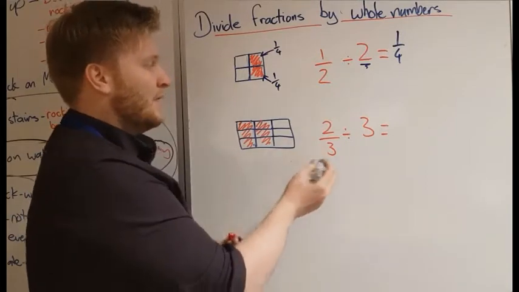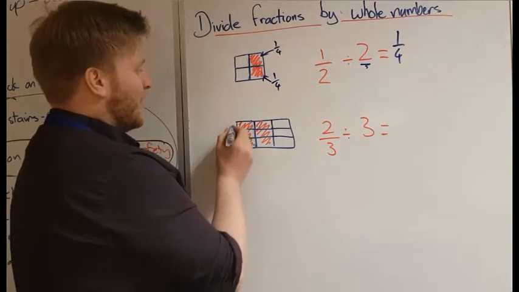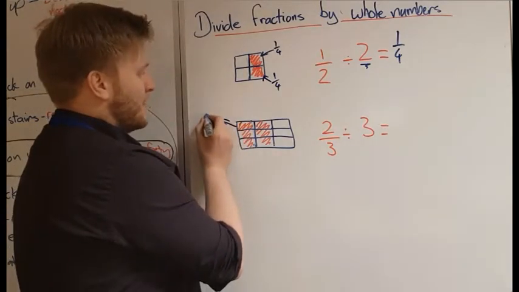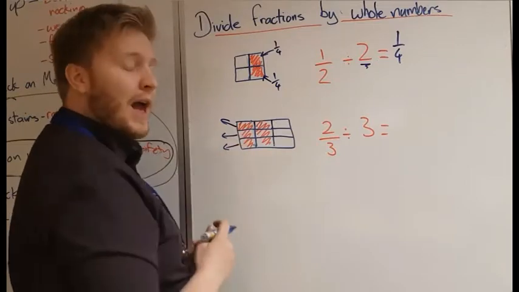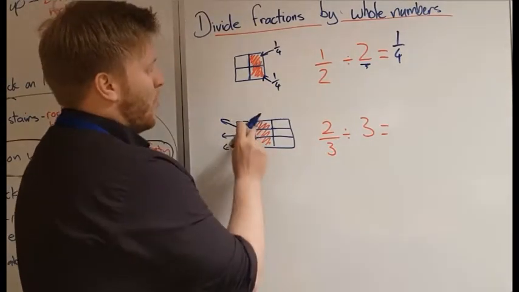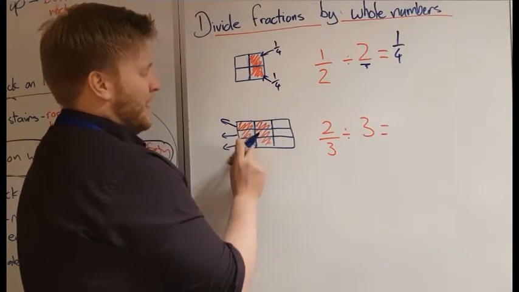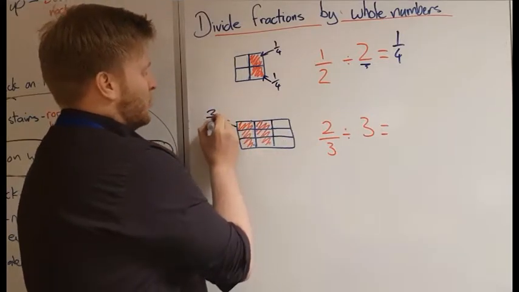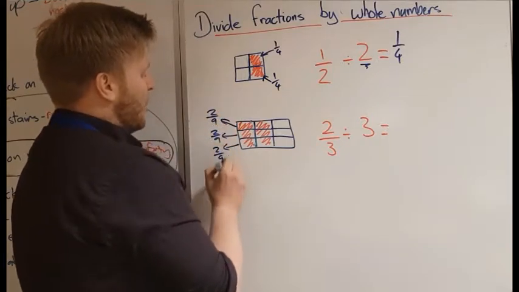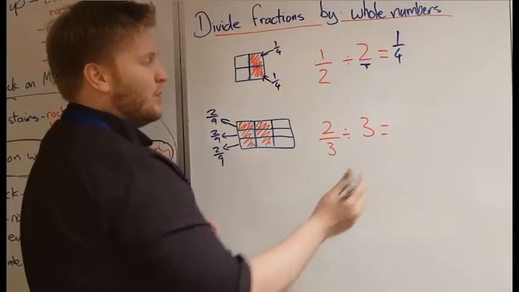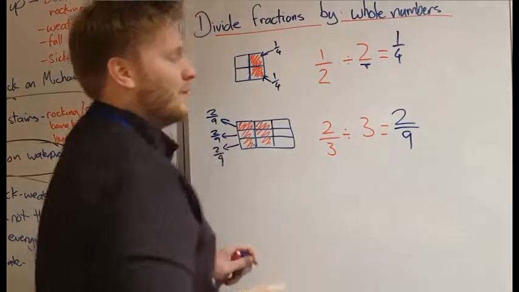Now if we're dividing it between 3 people, we need to see how much each person would get. One person could have 2 there, one person could have 2 there, and one person could have 2 there. But 2 what? 1, 2, 3, 4, 5, 6, 7, 8, 9. It's now broken into ninths, and we can share them equally, 2 ninths to each person. So they would get 2 ninths.